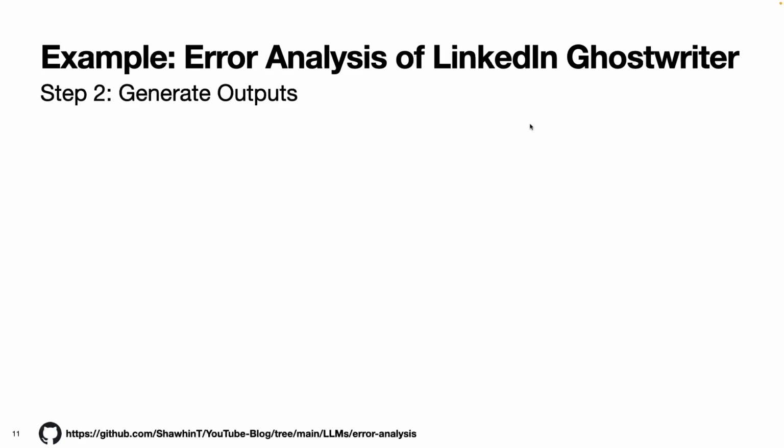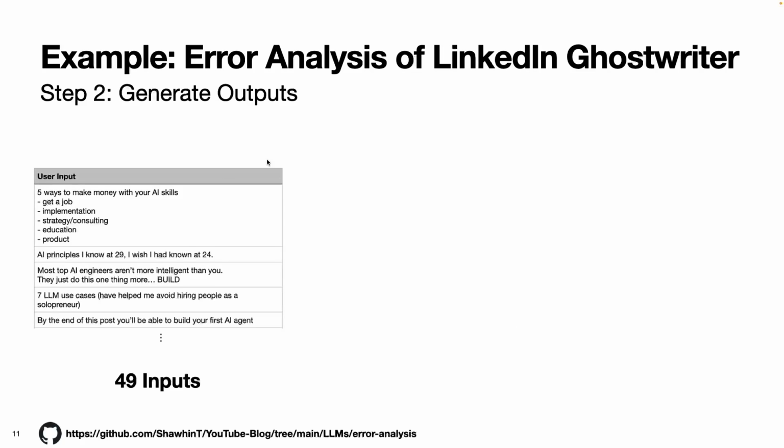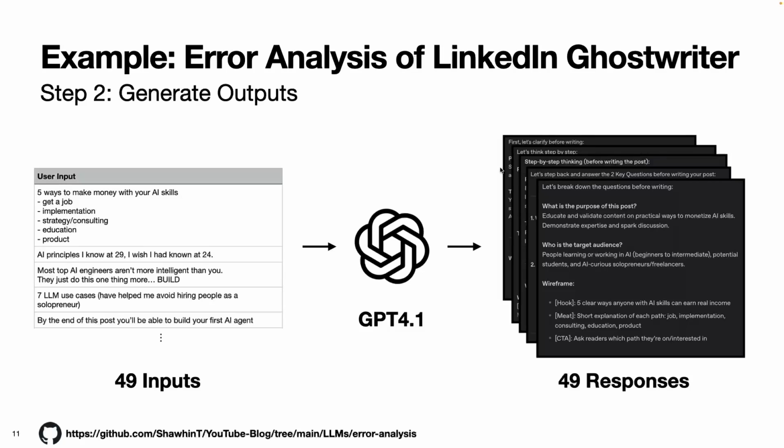So now that we have the inputs, we can generate outputs. This is simply taking these 49 inputs, passing them to GPT 4.1 one at a time, and generating 49 different responses.